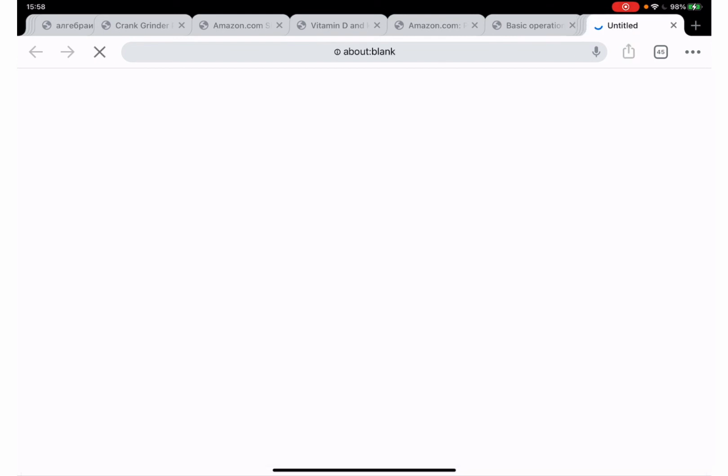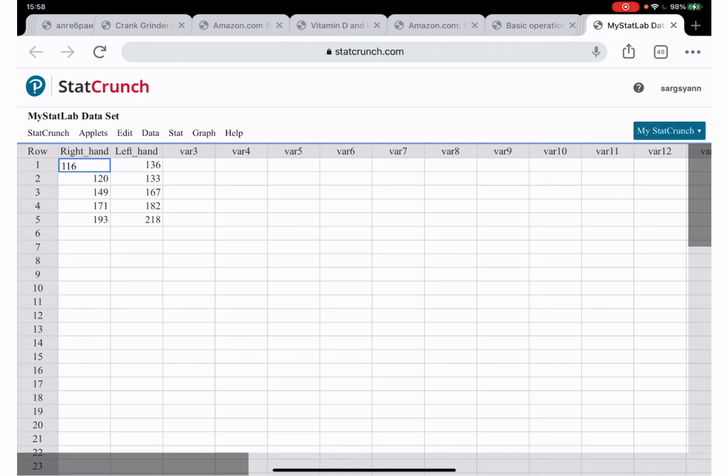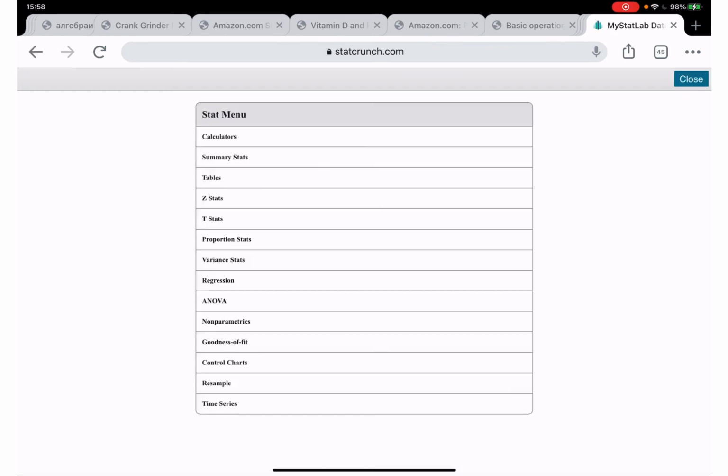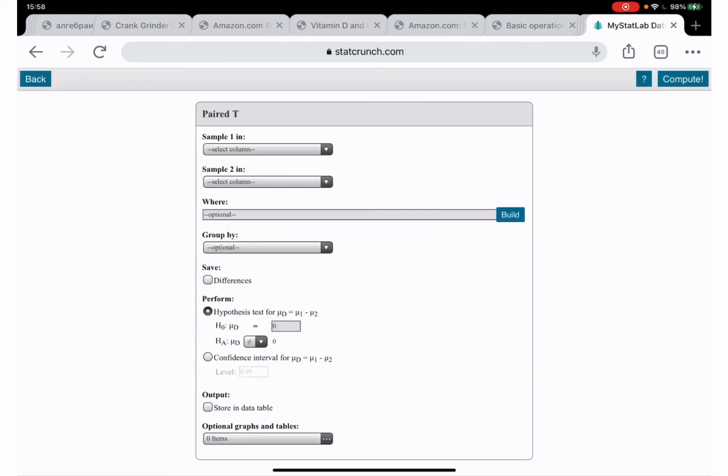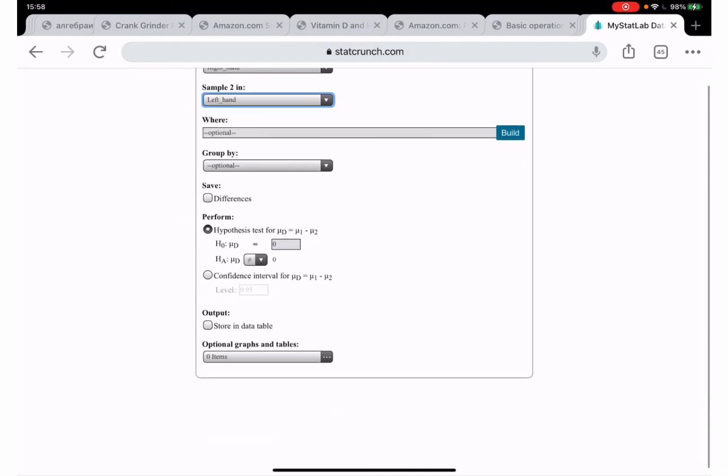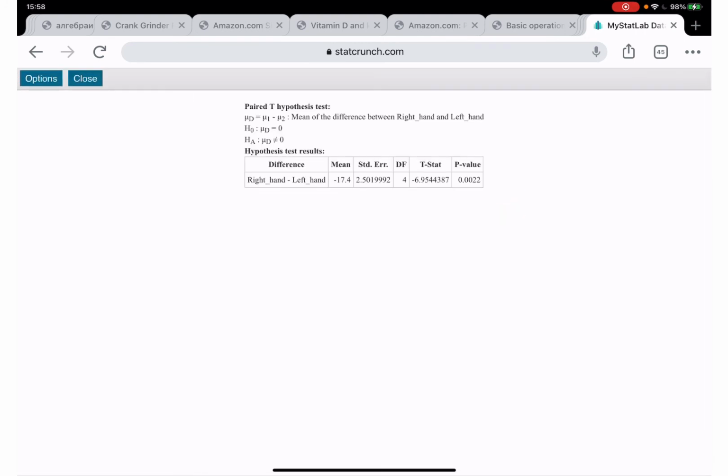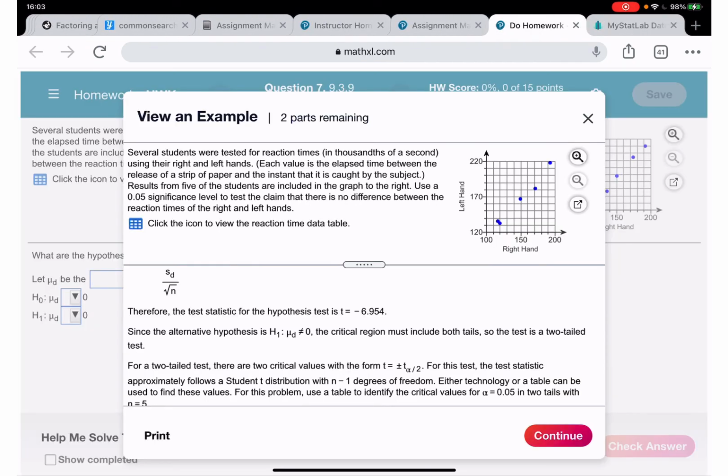We're going to work exactly the same way. So Stat, T Stat, Paired. We have right hand, we have left hand. So equal, not equal. This time we don't change anything, and we compute, and we get a mean of negative 17.4. In our standardized test statistic, negative 6.95. Let's go check. 6.95, here it is. We have it.